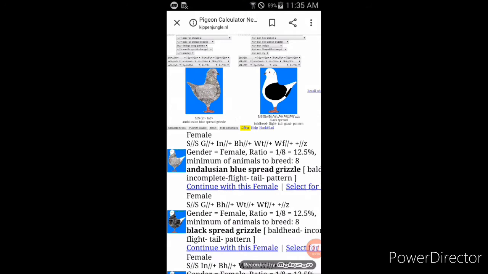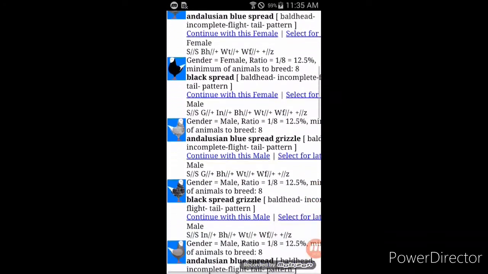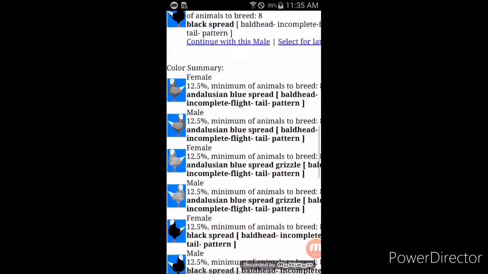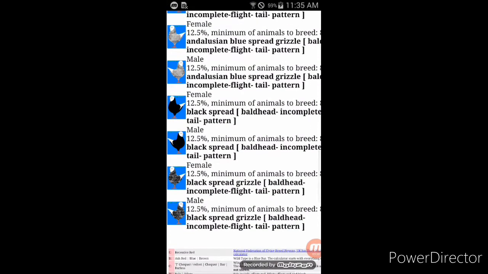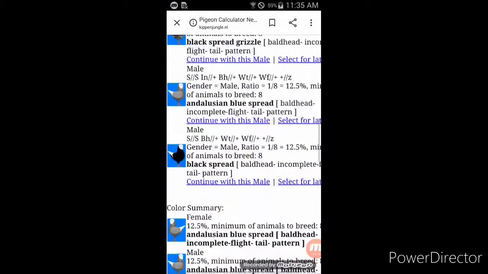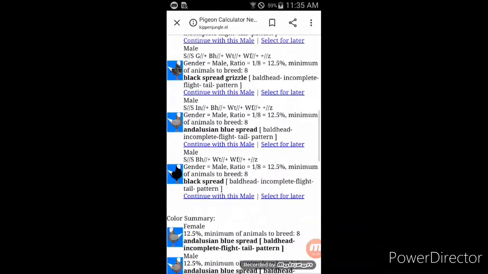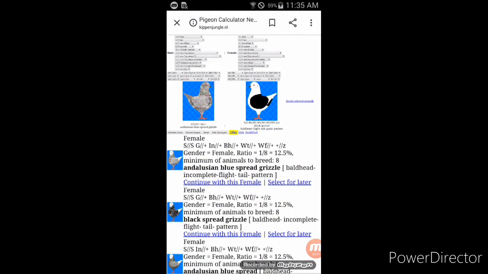So in this pairing in particular, as you can see, the ratios for males are at the top, and then the ratios for females at the bottom, and then I'll give you a color summary. So you'll get approximate percentages. 12.5% of them will be Andalusian blue spread with a bald head and white flights. And then read down below, you get some males and females and what possible colors they're going to come out. Now remember, if your birds are pure and you know the background of your birds, you can input all that information at the top to get the specific colors you want.